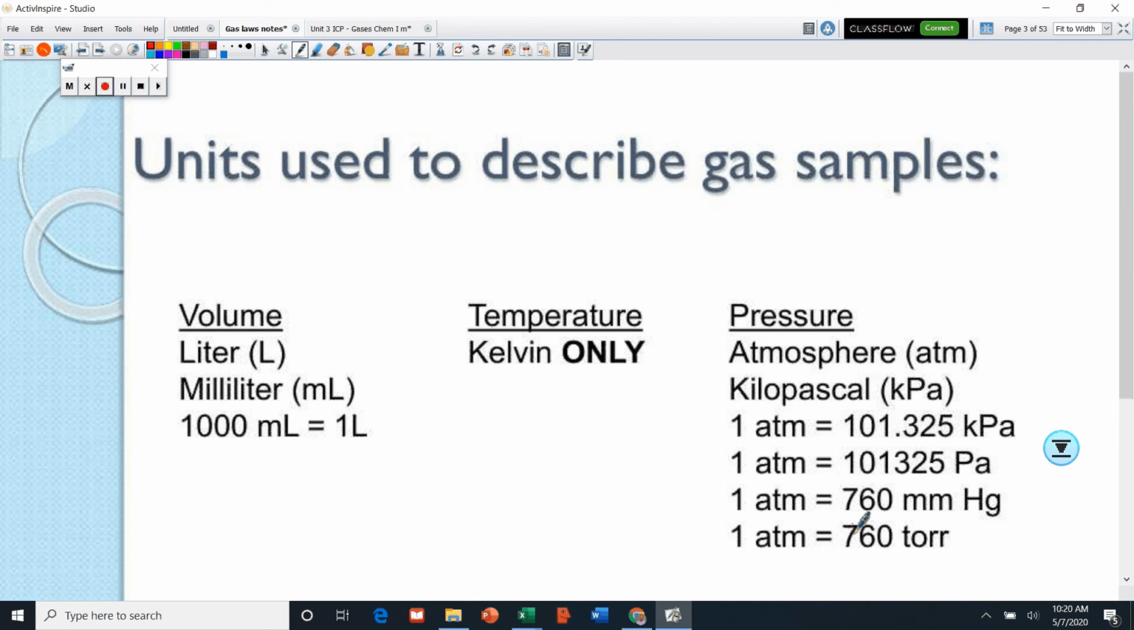So the first thing that we need to do is establish some units that we use to describe gas samples. Volume is typically going to be measured in liters, but it can be in milliliters also. We do want to use metric when we're dealing with this. We don't want to use ounces or things like that. Temperature, this is the important thing: you must always convert to Kelvin.